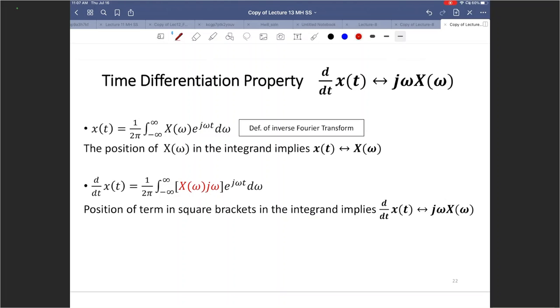And there's a time differentiation property even for the Fourier transform. When you differentiate a signal in the time domain, you multiply the Fourier transform of the signal by j omega.